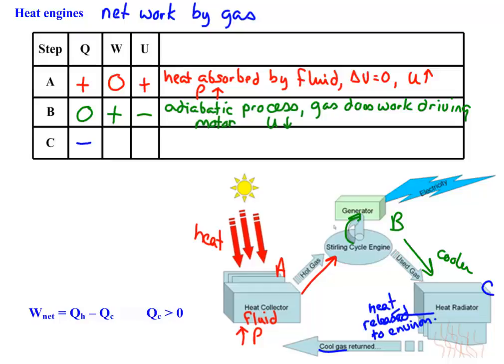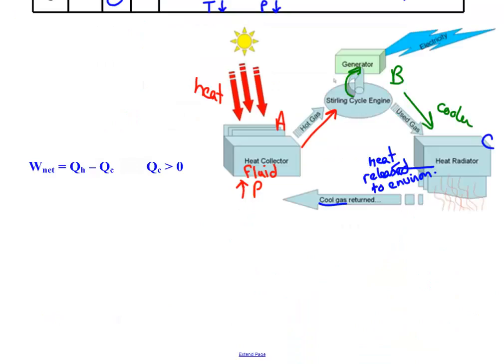That means Q is negative. Again, our volume doesn't change, so we have no work being done. And because our temperature is decreasing, our internal energy is decreasing. So our temperature decreases as well as our pressure decreasing. Another way to look at a net work equation is to look at the difference between the heat energy at the hot temperature and the heat energy at the cool temperature.